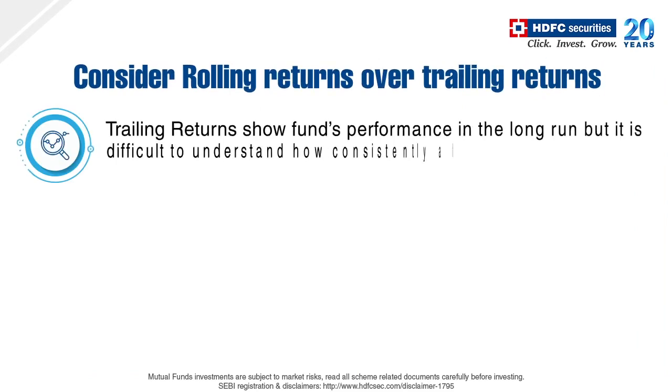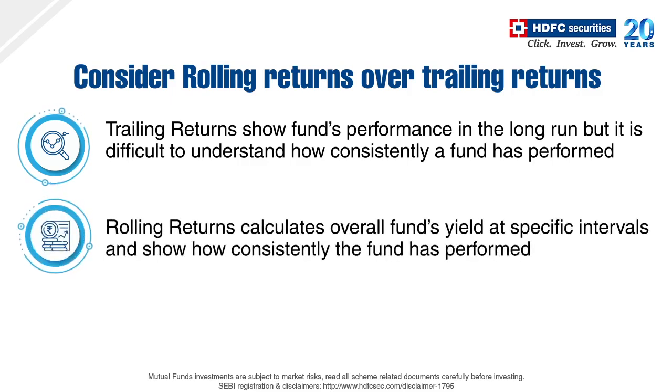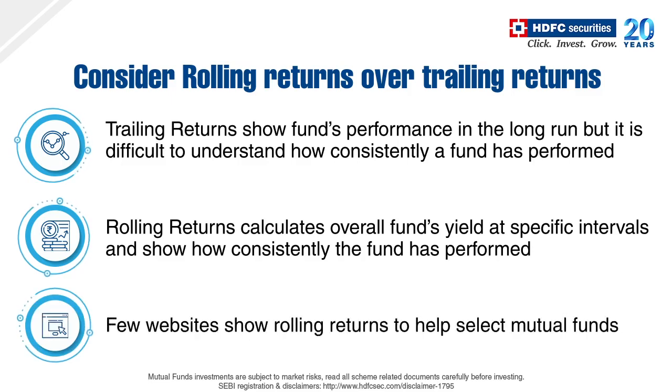While the trailing returns show a fund's performance in the long run, yet from the available data, it can be difficult to understand a fund's returns generating consistency and performance in good and bad market cycles. On the other hand, rolling returns calculates the overall yield of the fund over some time at specific intervals, thus enabling you to choose the best fund in terms of consistency and performance. You can find a few websites that show rolling returns as well.